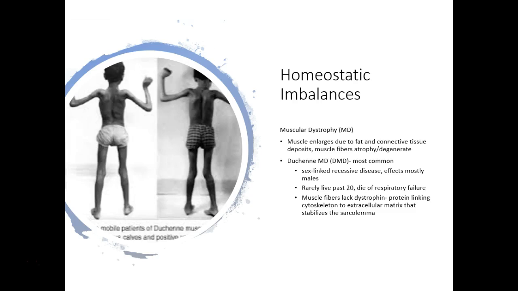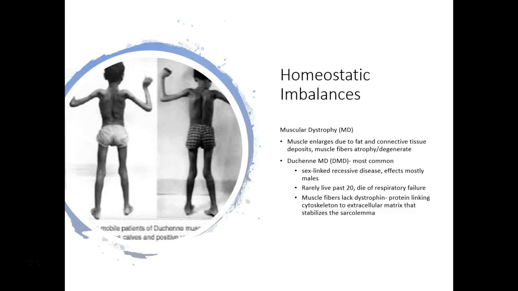The disorder usually becomes apparent between the ages of 2 and 5 when parents start to notice that their child is falling when they're walking and running and just moving around and doing the normal things that children do. By about age 12, most boys with DMD are unable to walk, and respiratory or cardiac failure usually causes death by about the age of 20.